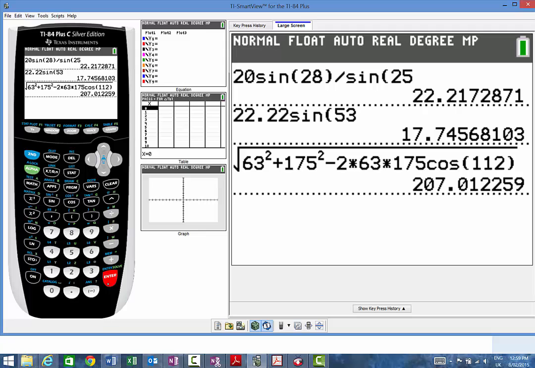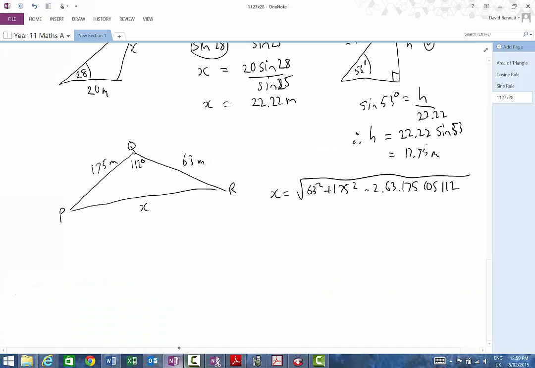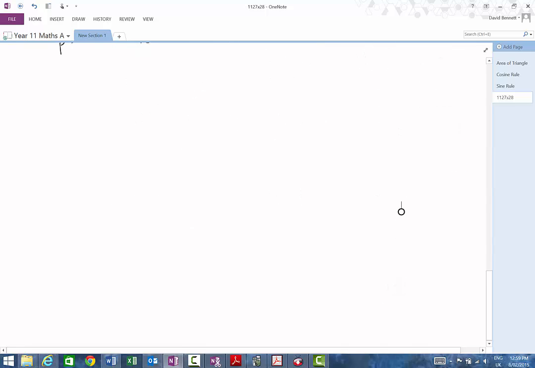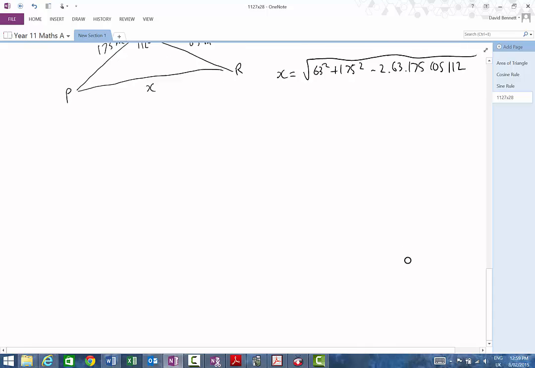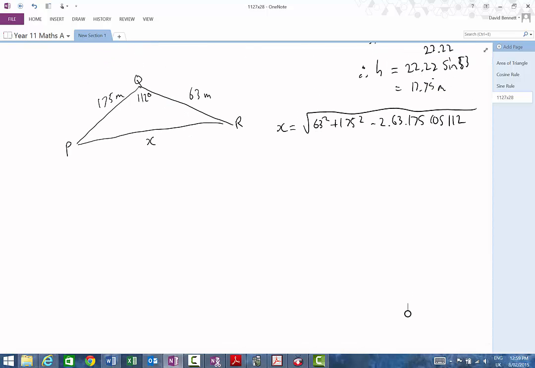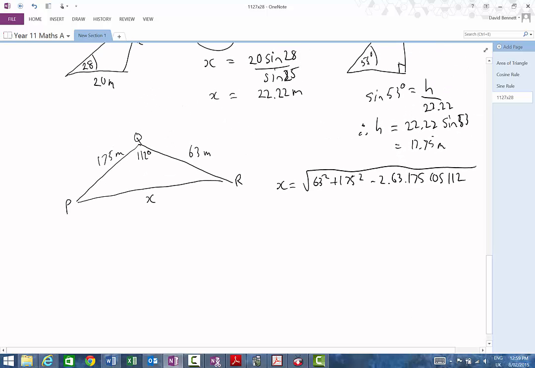Enter, gives me a distance of 207.01 metres. I'll just say it's 207 metres. It's probably easier. The others are in whole numbers, so it probably makes sense to give that in whole numbers. I've lost my page. Okay, so I can't write that down for some reason, but you know the answer is 207 metres, and that's it.